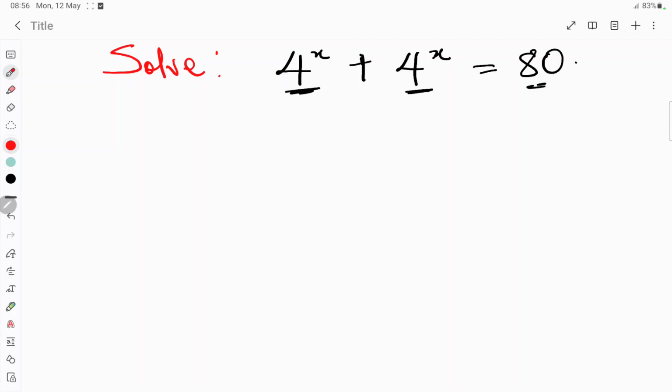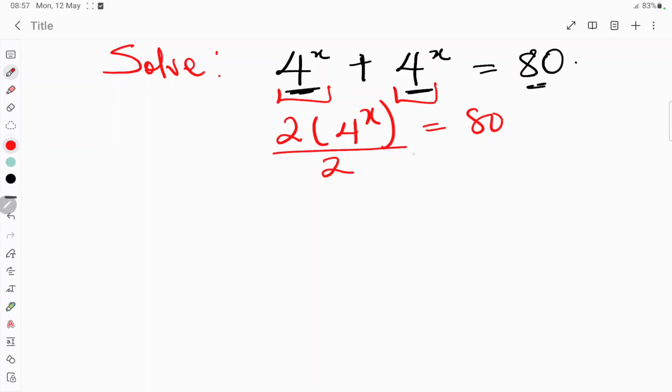First thing first, look at it. We have 4 to the power of x and 4 to the power of x. We have two loads of 4 to the power of x. So we can write it as 2 into 4 to the power of x, and this is equal to 80. Okay? To find the value of x, we have to divide through by 2 and divide through by 2. And when you divide through by 2, you will see that 4 power x is equal to 40.